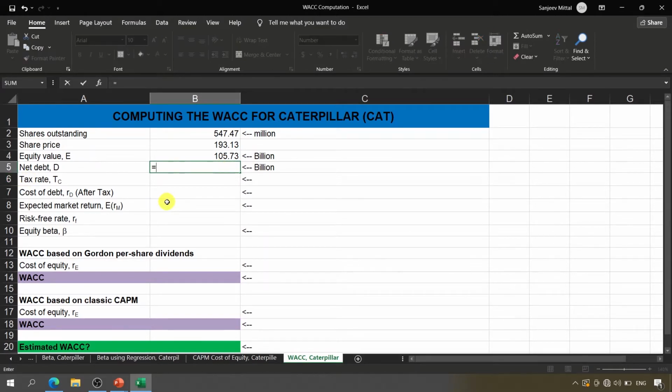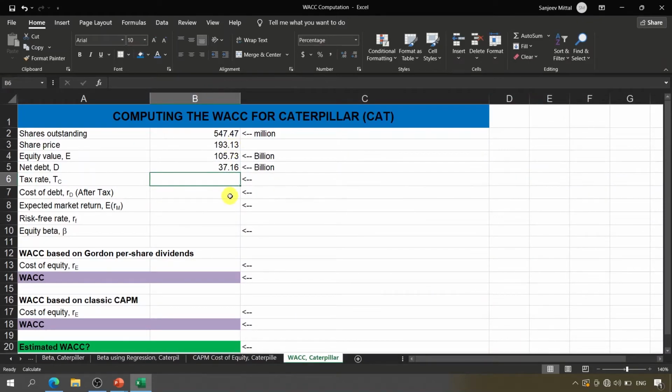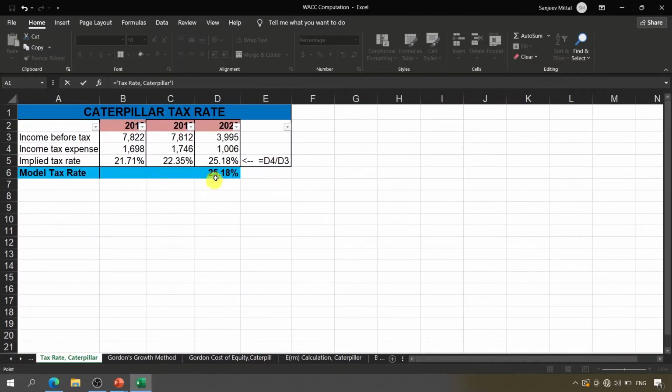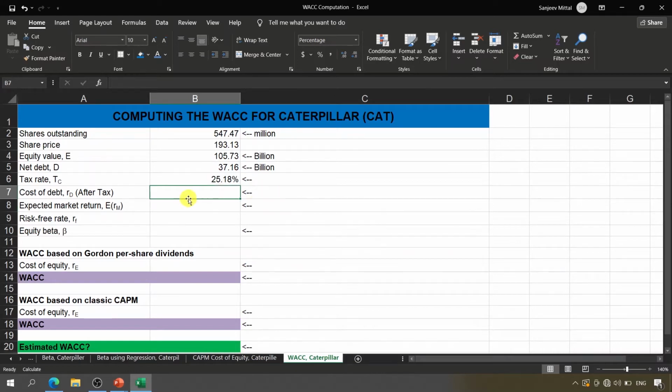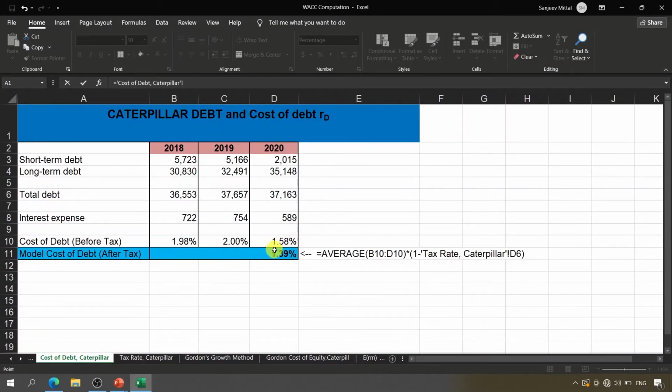After that, we need to write our net debt, which we have already calculated in the cost of debt sheet. For the year 2020, we already know that our net debt is 37,163 million. We also need to convert this number into billions, so I'm dividing it by 1000, and once I press enter, our net debt is 37.16 billion. After that, we can simply take our tax rate. We have computed our tax rate from our original sheet, it's 25.18%. And our cost of debt after tax has been calculated initially, which is here 1.39%.